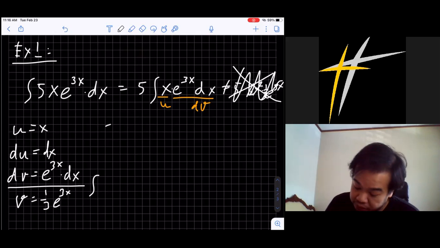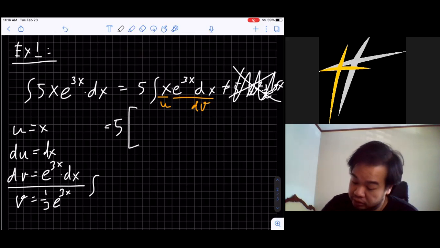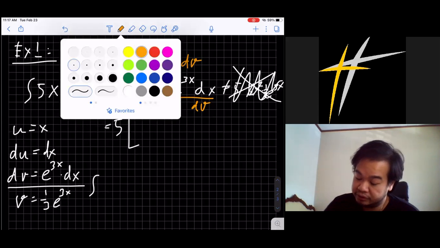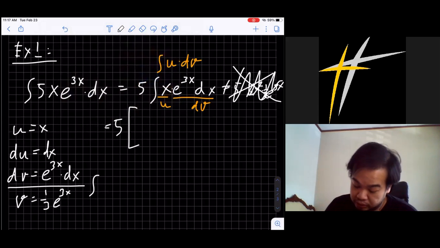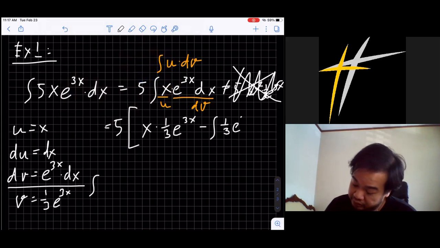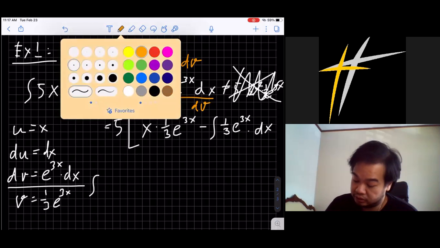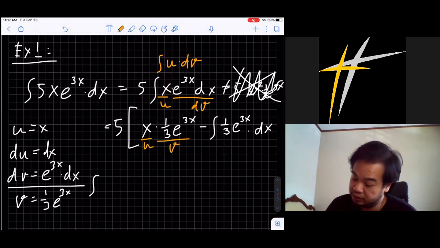Okay, so it's equal to 5 times the integral of u times dv. And like I said, the integral of u dv by the formula is equal to u times v minus the integral of v du. So this is the u, this is the v, this is the v, this is the du.